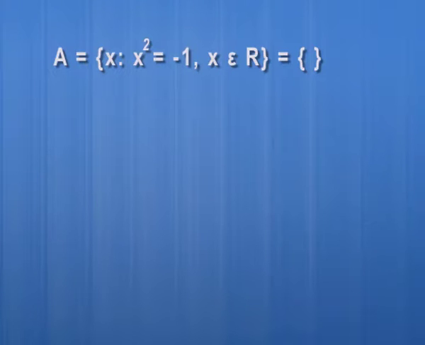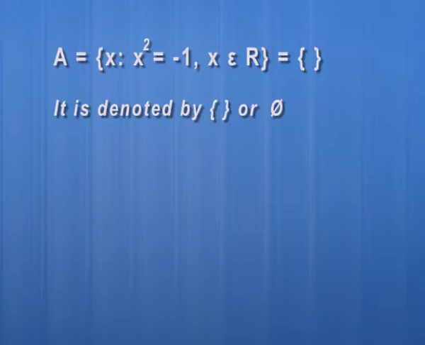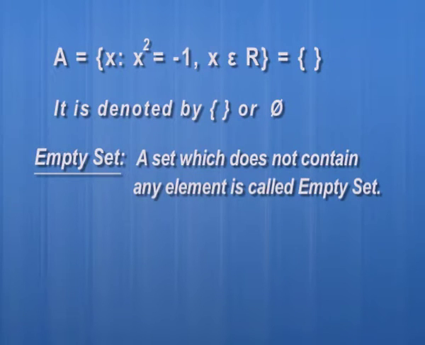So, can we write any number here using roster method? We cannot write any number here. So, this is a set having no element. The set in which we do not have any element is known as empty set, and the empty set is denoted by this Greek letter known as phi. The definition of empty set will be then: a set which does not contain any element is called empty set.